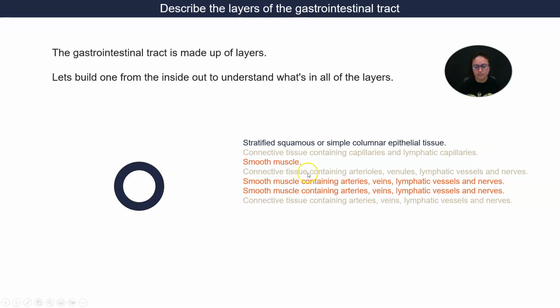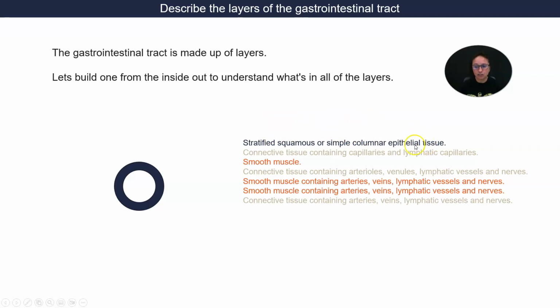Number one. This is called the lumen, which is the inside of the tube. Lining the inside of the tube, we have stratified squamous or simple columnar epithelial tissue. Now, what I want you to do is dig up your notes from BMS 175, and draw, maybe here, a picture of what that looks like.